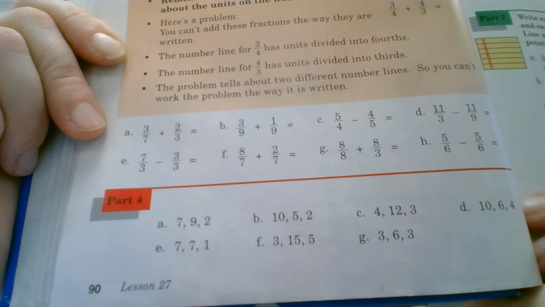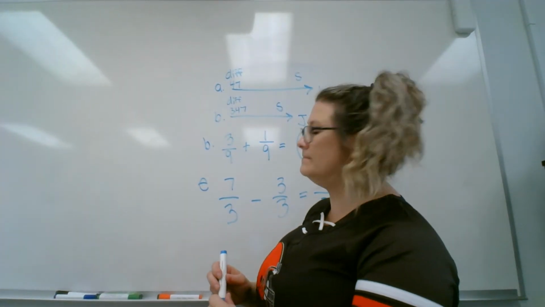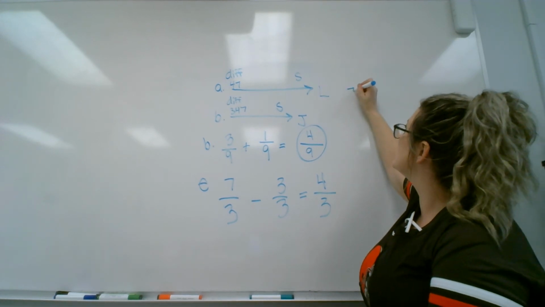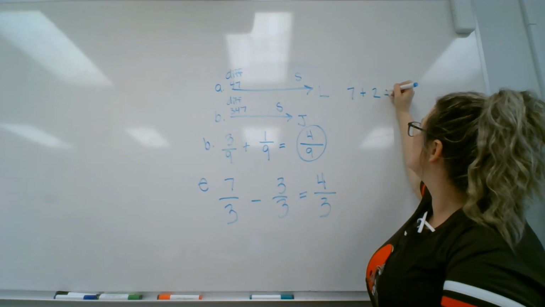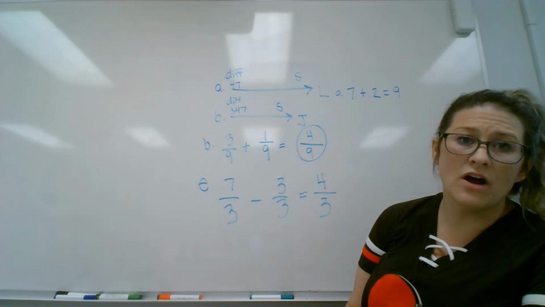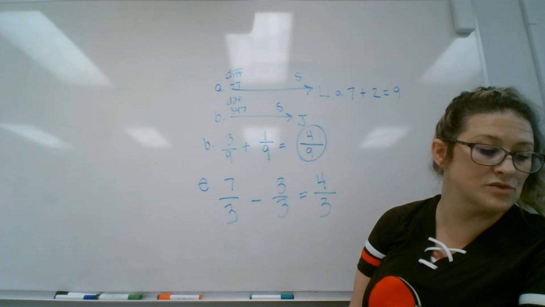All right, so 7, 9, and 2. Let's try and come up with a fact for 7, 9, and 2. Let's see. Well, 7 plus 2 equals 9. Okay, so there you go. That's a fact using those 3 numbers. Let's look at B.